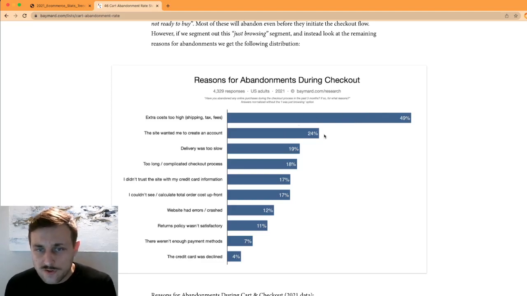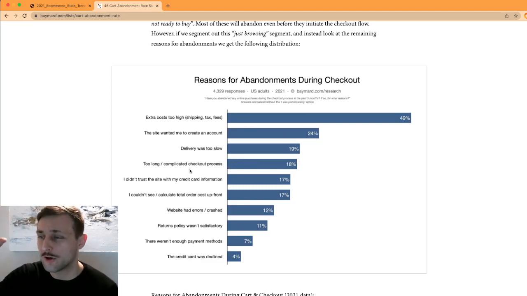Okay, so you'll notice these figures sum to more than 100%. It's just because I think people could respond with multiple choices in this survey. So delivery too slow, almost 20%. Too long, complicated checkout process, almost 20%. So that's something you could definitely improve.